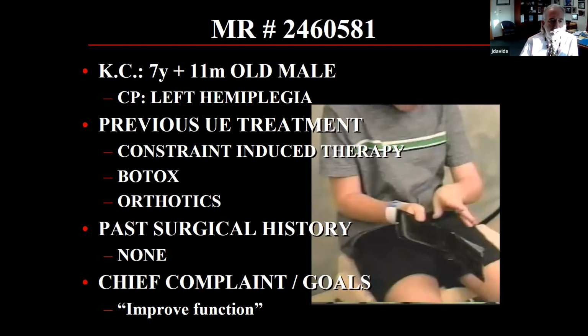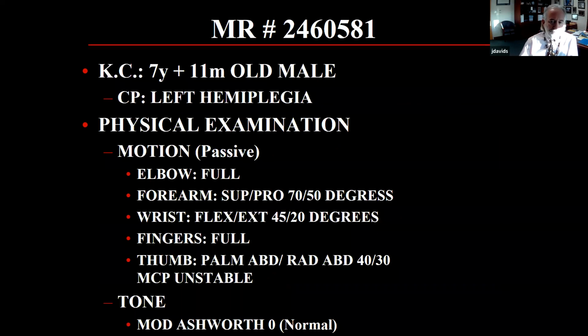This is an almost 8-year-old boy with left hemiplegic or unilateral cerebral palsy. He previously had undergone constraint-induced therapy, Botox, and orthotics. His mother was quite aggressive in pursuing care for his upper extremity. He had no previous surgeries, and the family was interested in improving function. His physical exam is shown on the screen.